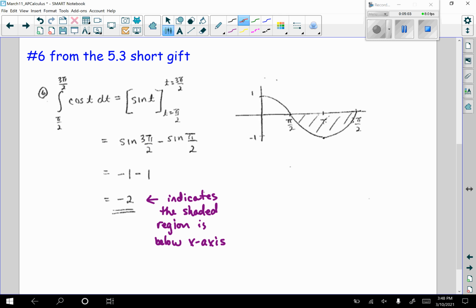What this would mean if we were to ask for the area, here we just pretty much take the absolute value of it. So here the area would be 2 square units. We don't care where the area is, we're just going to find it. But a negative value for an integral just means if we were to graph this, we would expect that area to sit below the x-axis.